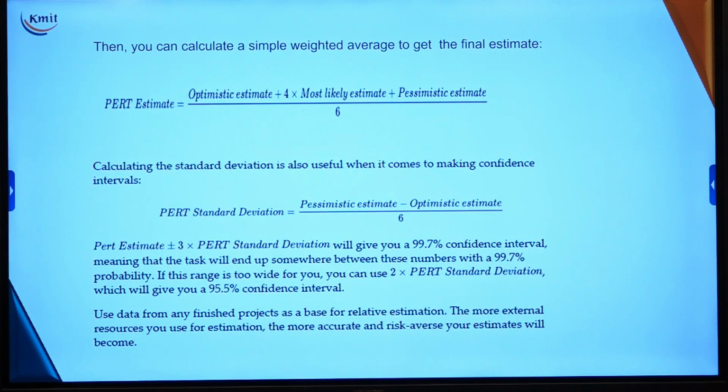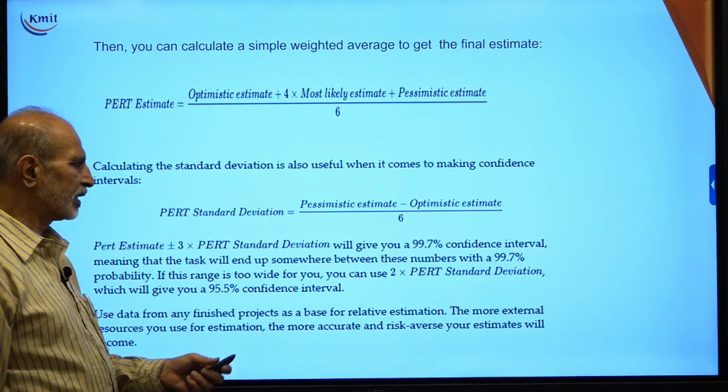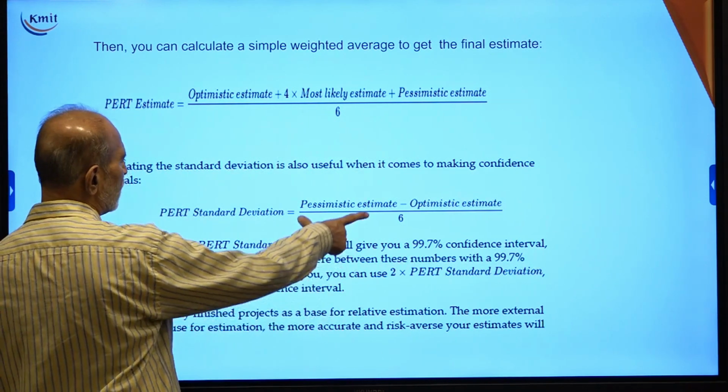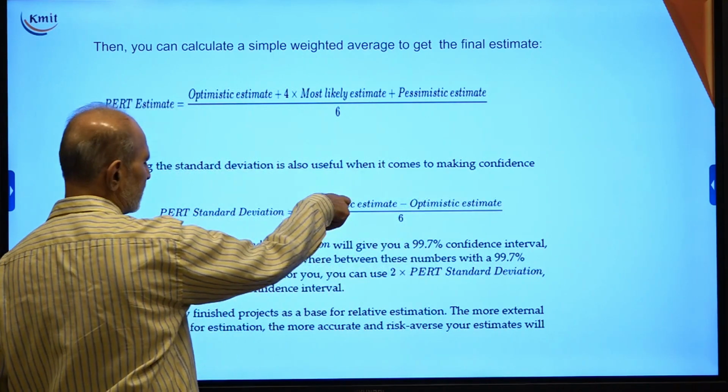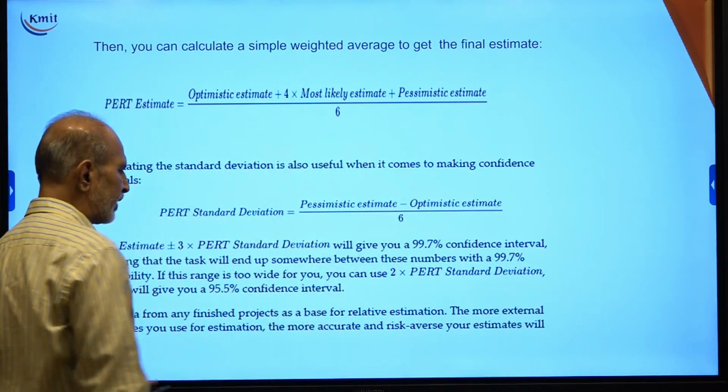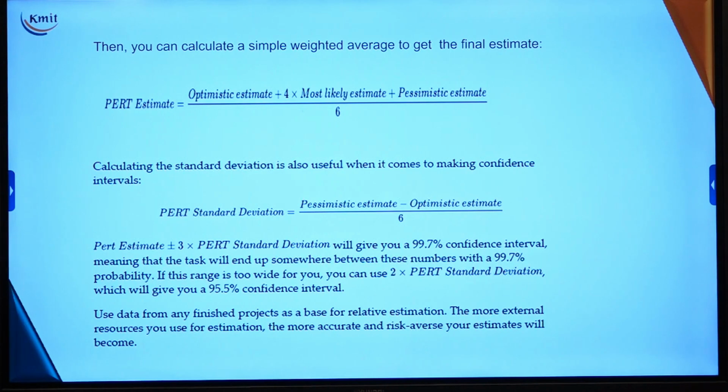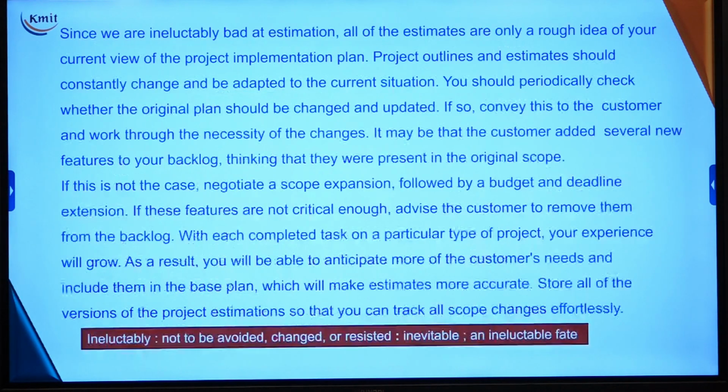Calculating the standard deviation is also useful when it comes to making a confidence interval. You can see that the standard deviation is very simple. You have an optimistic and you have a pessimistic, take the difference between the two and divide by 6. So this way you can have costing or estimation done very easily, and this PERT technique we already covered under software engineering.